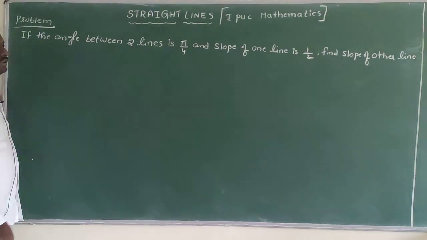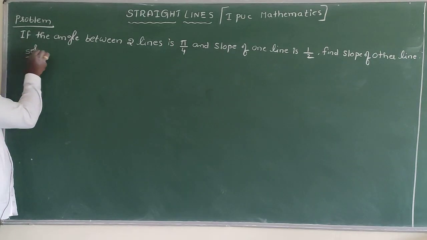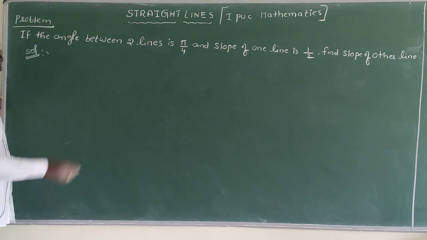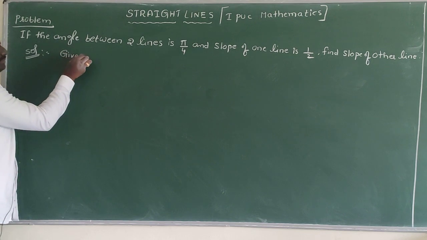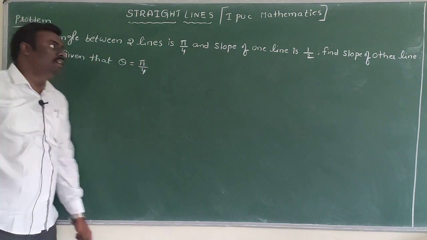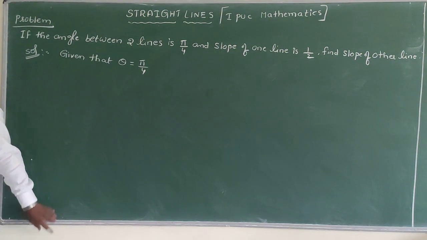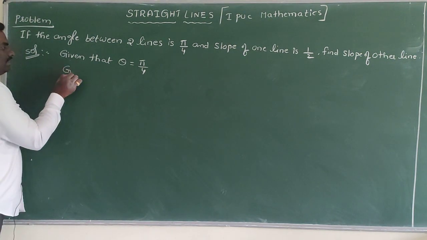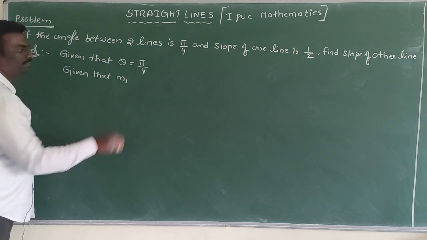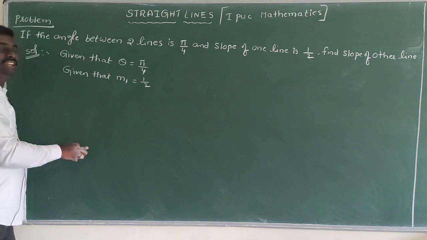Okay, listen. We'll discuss one problem based on the angle between two lines. See, the question is given. If the angle between two lines is pi by 4, that is theta is given, and the slope of one line is given, we need to find the slope of the other line. The first line's slope is m1, that is 1 by 2. We need to find the slope of the other line, that is m2.